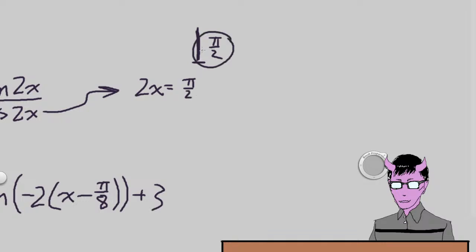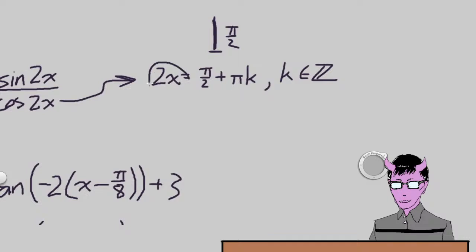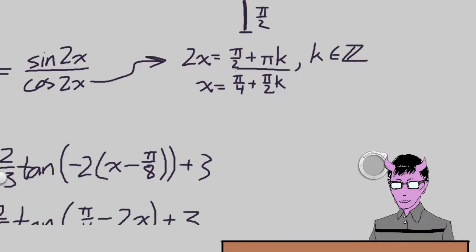But that just gives us one angle in which cosine is 0. Let's get all of them. So for every increment of pi that we add or subtract, it'll take us to a coterminal angle. So we're going to put plus pi k, where k is an integer. K is an element of integers. Alright. Solving for x, therefore, x is equal to pi over 4 plus every increment of pi over 2, plus or minus. So there it is.